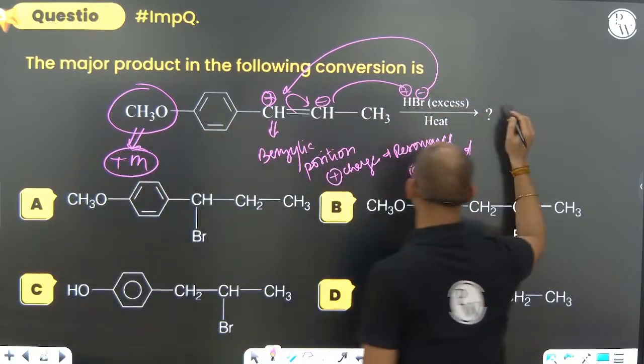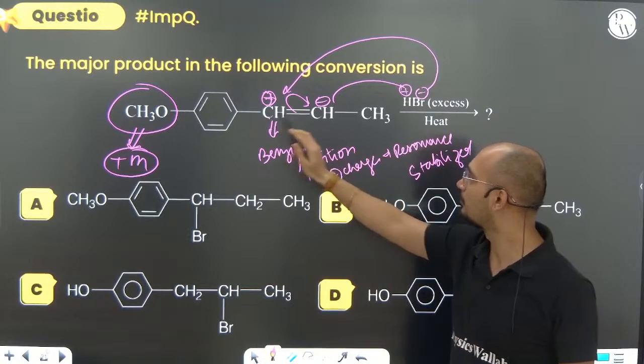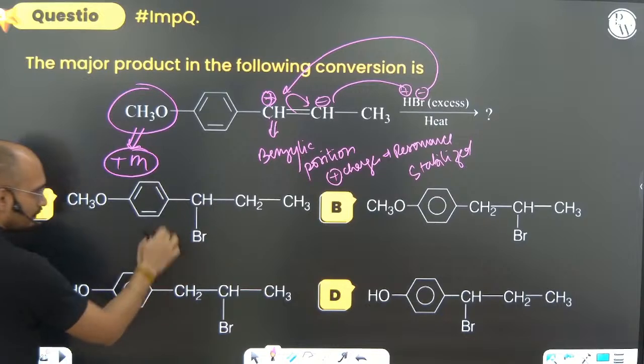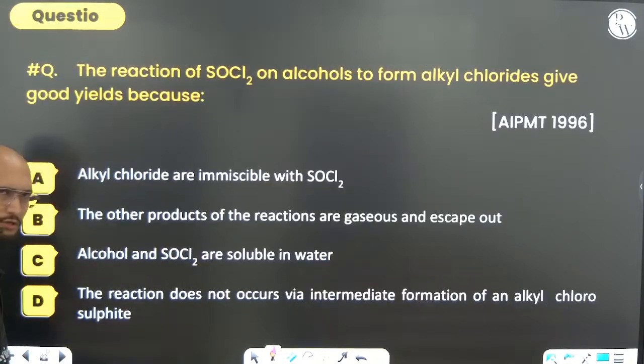So in such a case, what will be the final product? The Br will be formed here, CH2CH3. So at the allylic position, Br, CH2CH3. Option A is the correct option. Not a big deal, easy one.